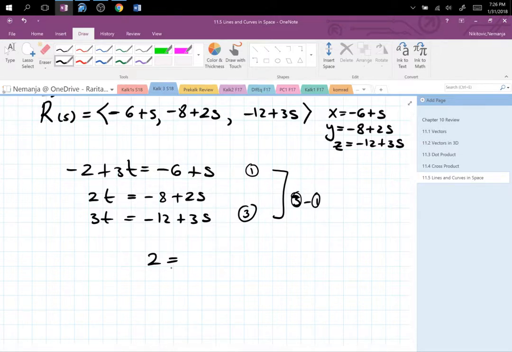And then you have 3s minus s is 2s. And negative 12 plus 6 is what? Negative 12 plus 6 is negative 6. So 2s is equal to 8, s equals 4. So it seems that s is equal to 4. Now you should check it, but in interest of time, since we have s is equal to 4, you can plug s everywhere and get your point.